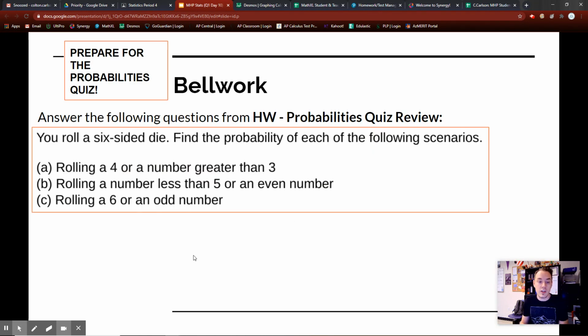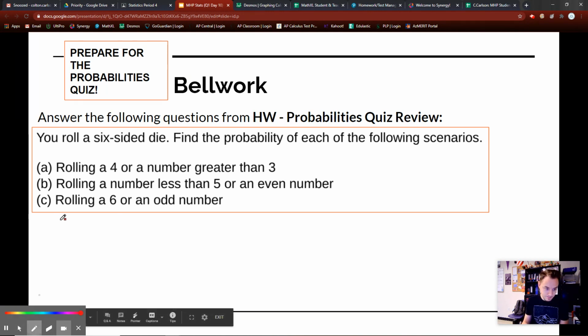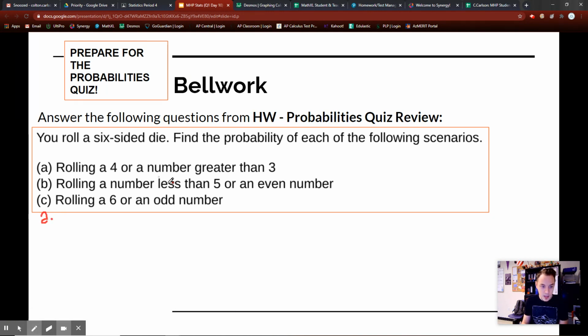Let's get started. This is the first one right here. You roll a 6-sided die. Find the probability of each of the following scenarios. All right. For A, rolling a 4 or a number greater than 3. So if I say probability of rolling a 4 or x greater than 3, a number greater than 3.